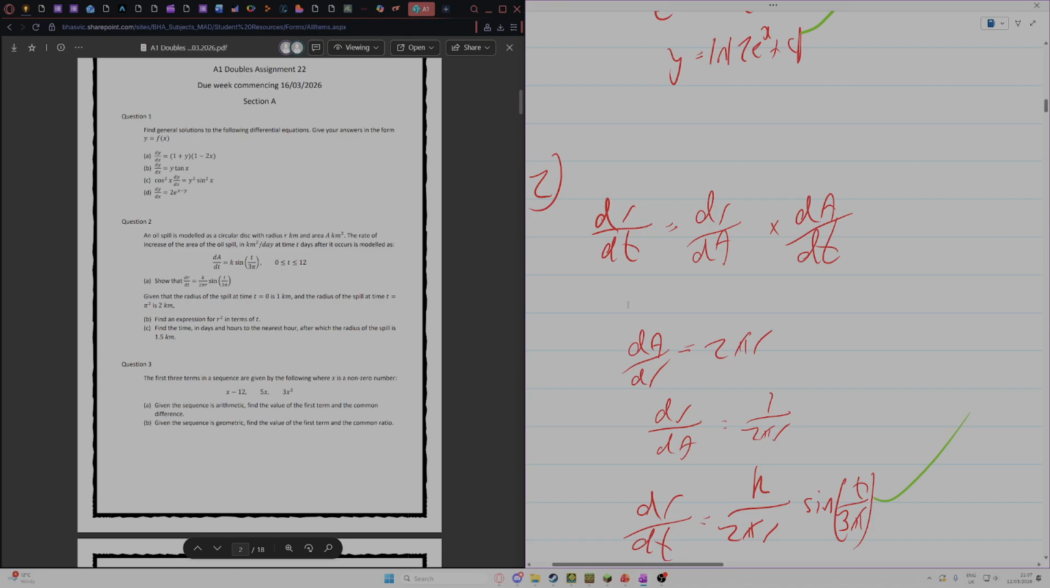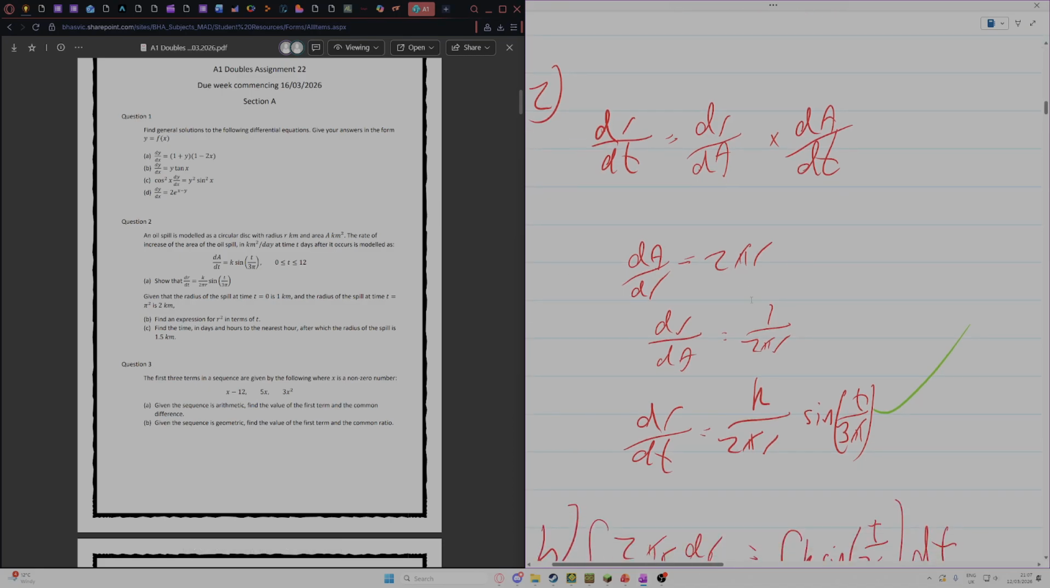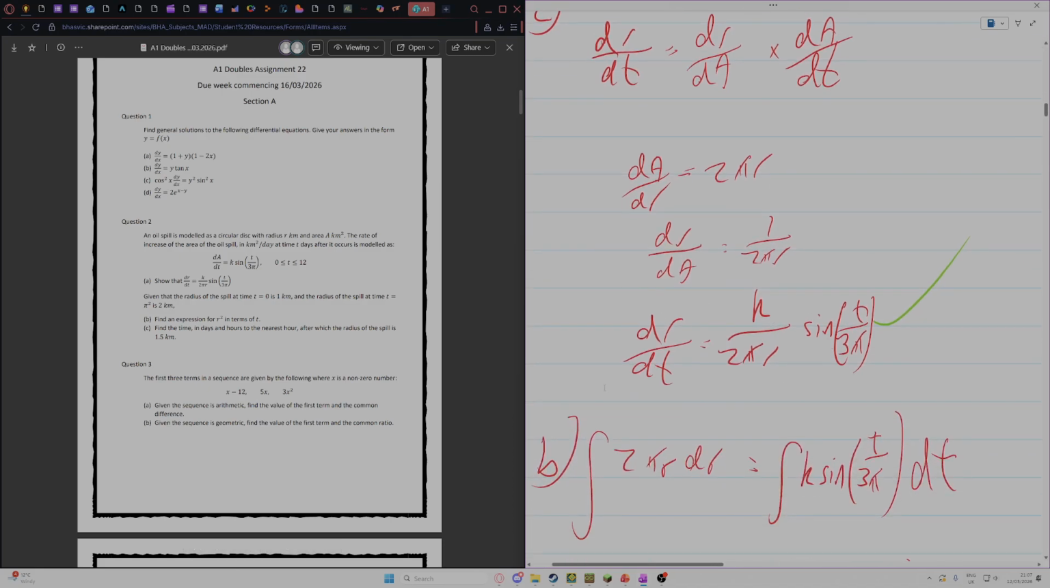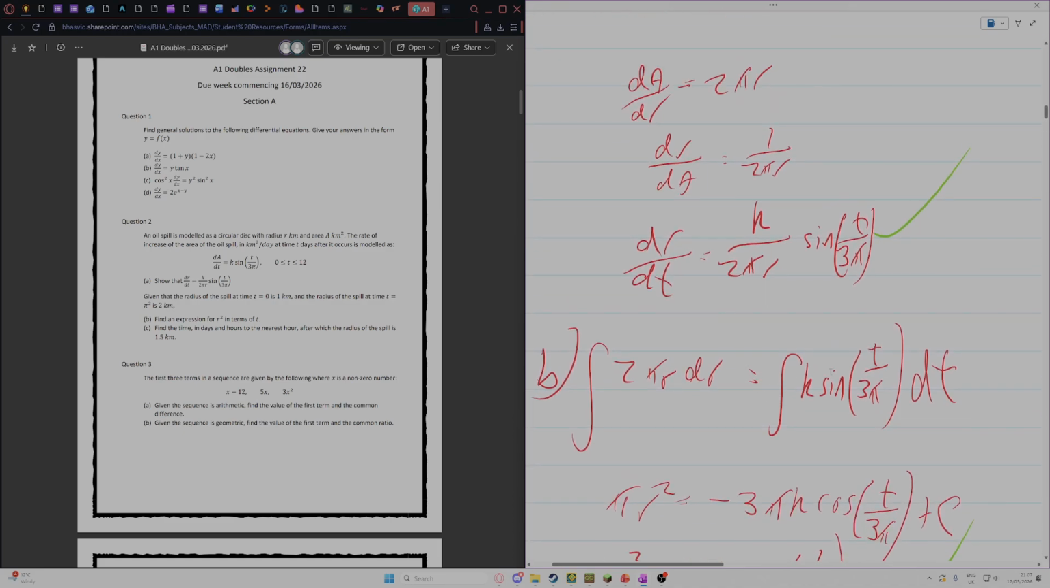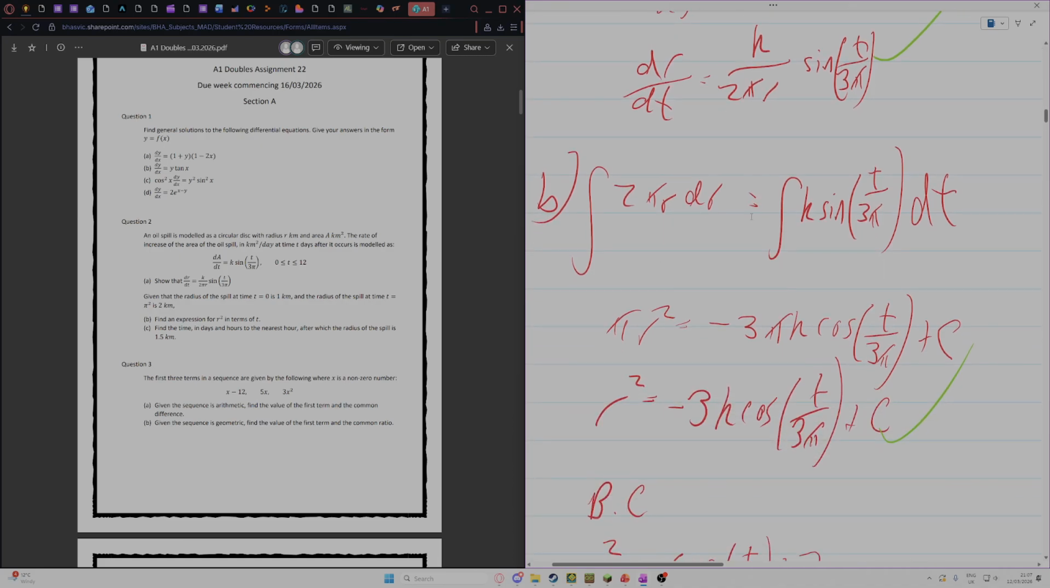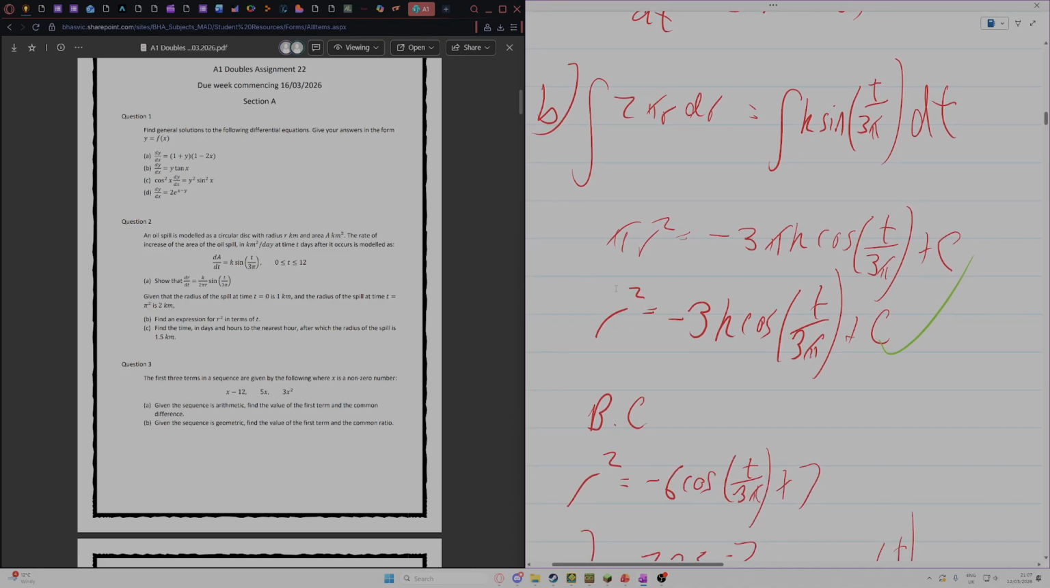Alright, so we've got some connected rates going. dA/dr is 2 pi r, so dr/dA is 1 over that. And then we already have dA/dt, which is k sin t over 3 pi, so you can multiply to get dr/dt. Then, solving the differential equation, just use separation of variables again. And then you get this answer.